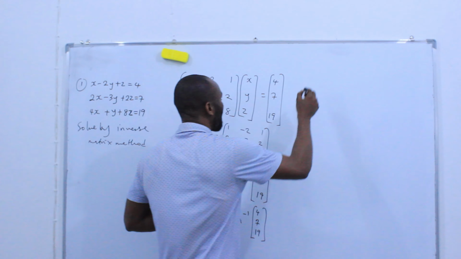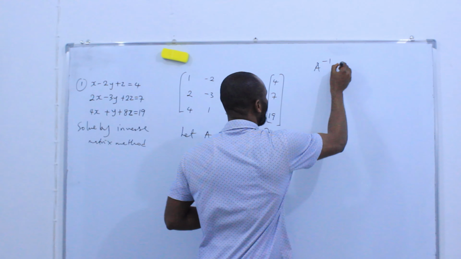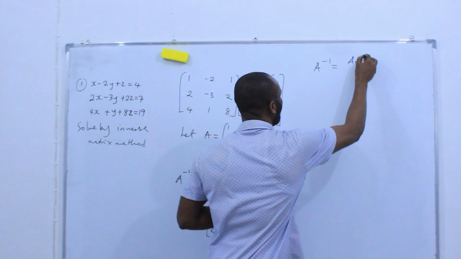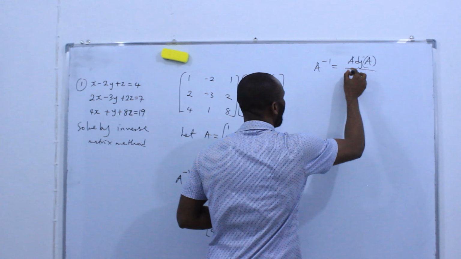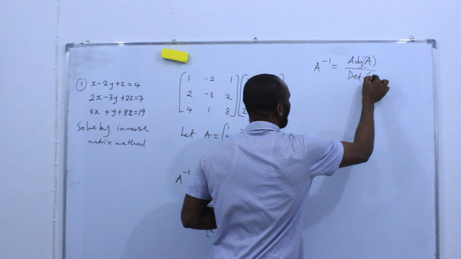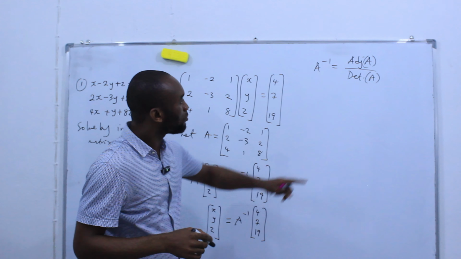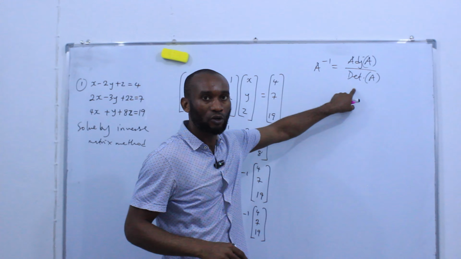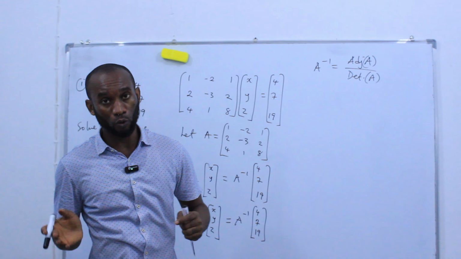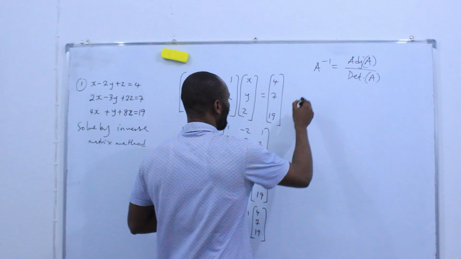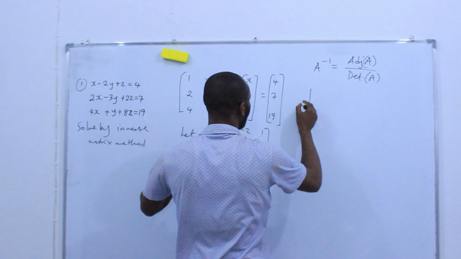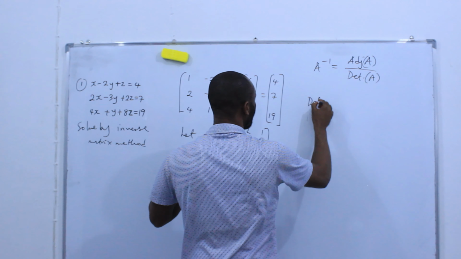0. So to find A inverse, we need to get the adjoint of A all over the determinant of A. So the determinant must not be 0. If it is 0, this fraction will not hold any value. So let's quickly look at the determinant of A.